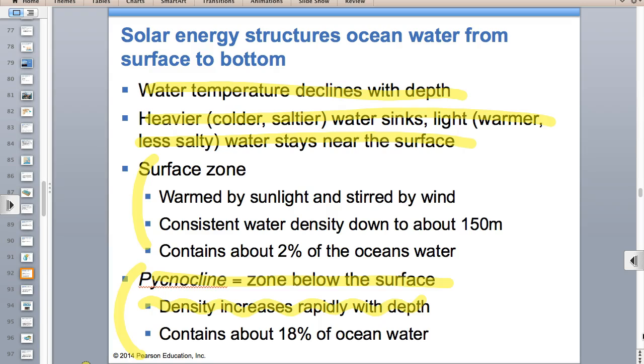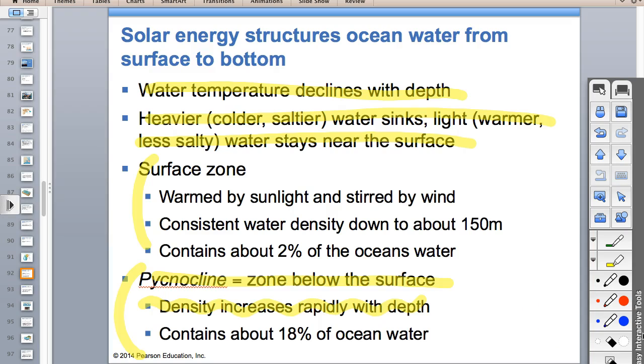So, anyway, the pycnocline is where your density is going to increase really rapidly. And so here's the thing. On the test, there's a graph, and it's not in the PowerPoint. If you can read a graph, you don't even need me to explain it to you.